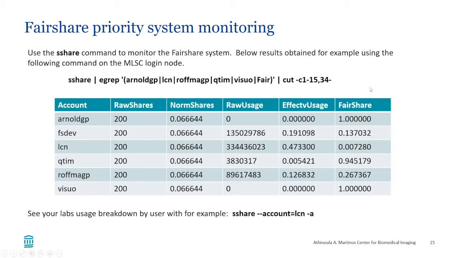But the fair share is where the factor comes in. As you see, those people who have had 0 usage right now still have a fair share of 1, whereas those with the most usage have the lower multiplier down here. Those with very little usage are still very close to 1 from when this was run.